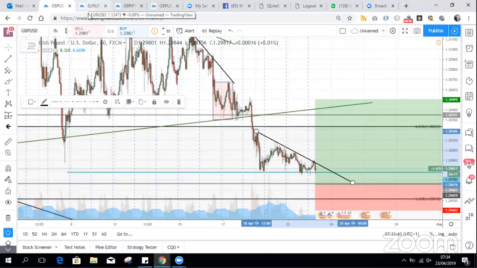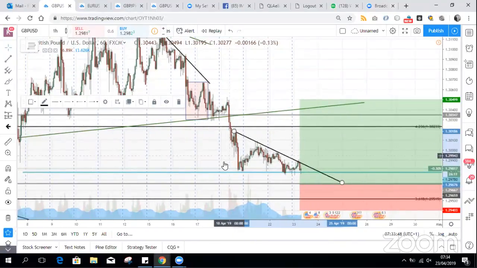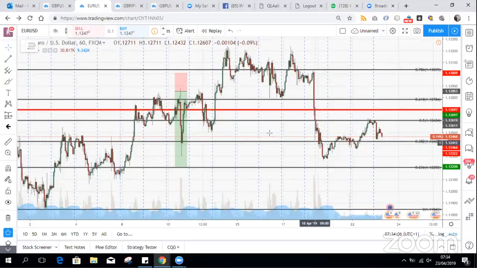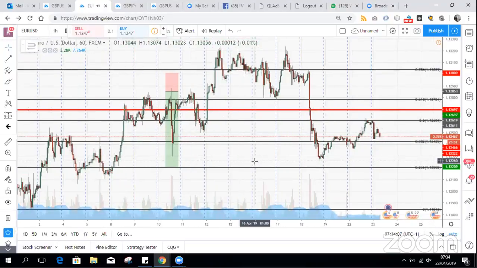Not much else to say here. I'll do some cleanup and post to TradingView. Yeah, pretty much that's it. Nothing enticing, Tuesday morning. We'll see how it goes later on.